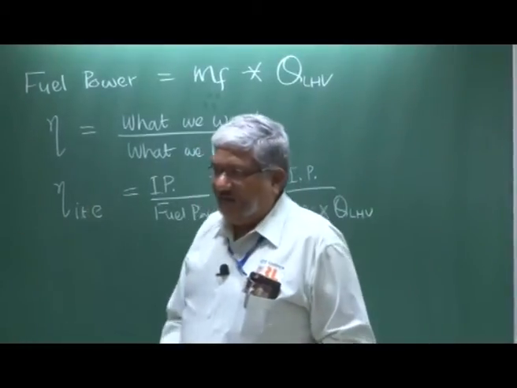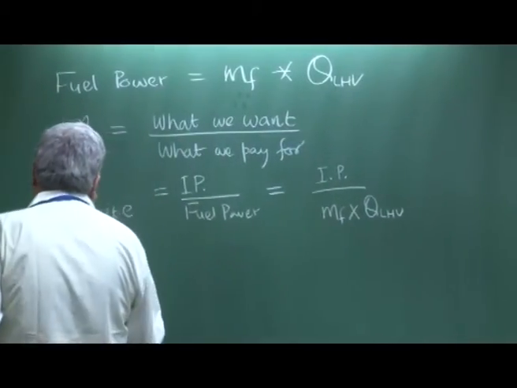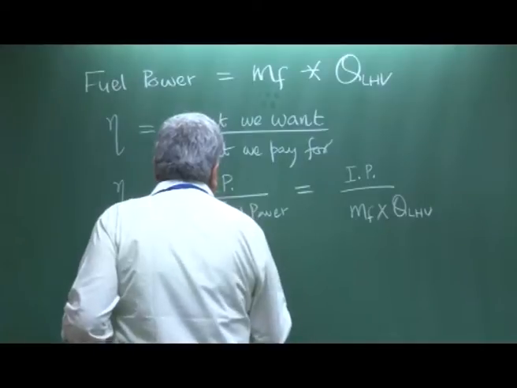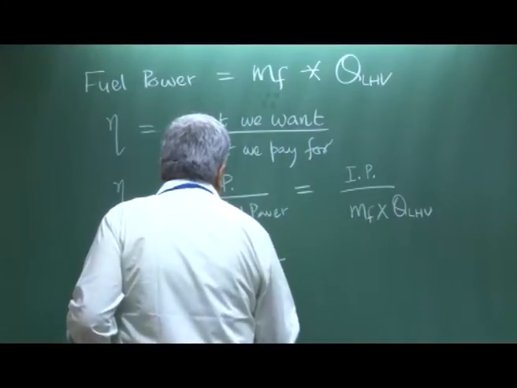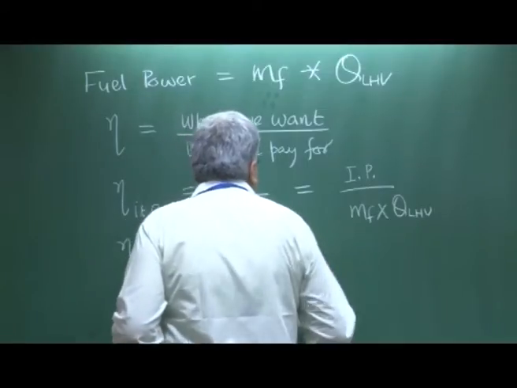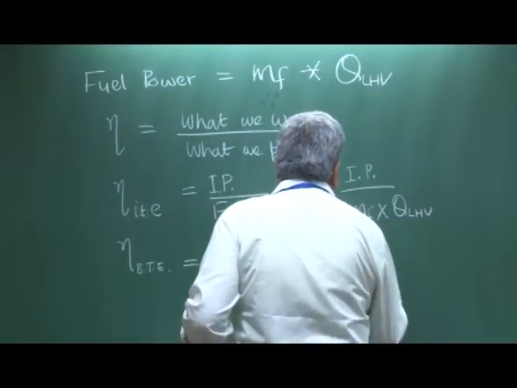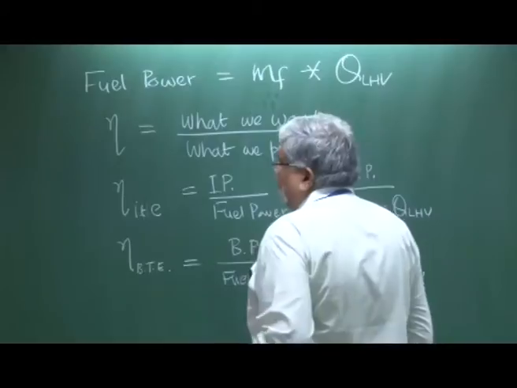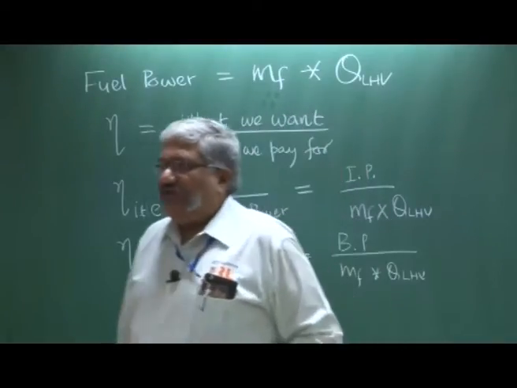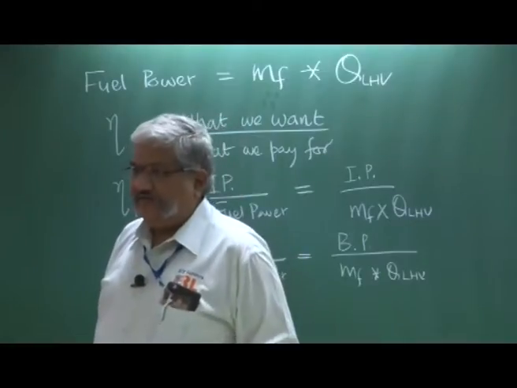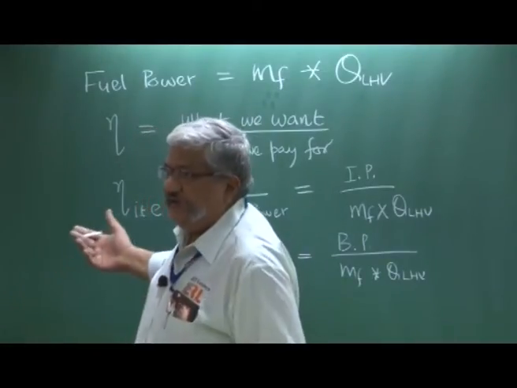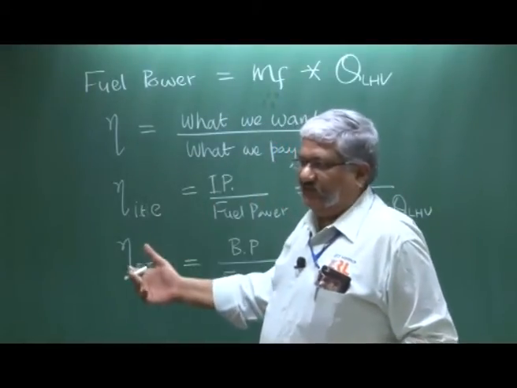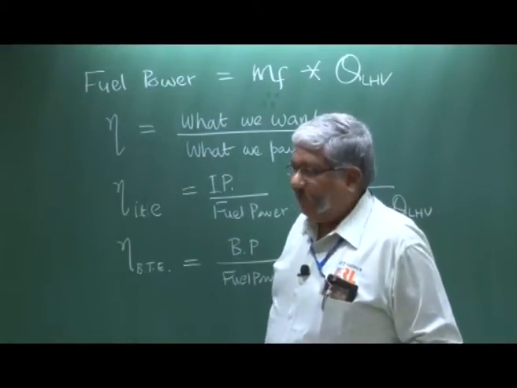Similarly, if I want to define my brake thermal efficiency, I can define this as brake power divided by fuel power, and this is brake power divided by m_f into Q_LHV, right? Can you tell me which power is higher, indicated power or brake power? Obviously the indicated power is higher, and therefore the indicated thermal efficiency is also higher than the brake thermal efficiency. Okay?